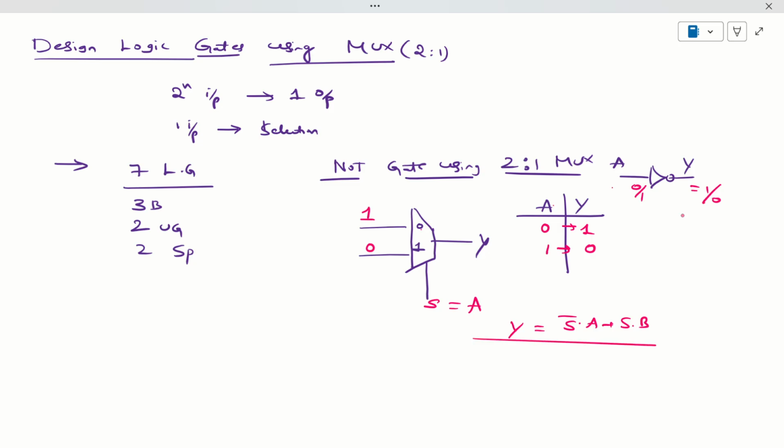Suppose the first input is considered A and this is B. So you can substitute S bar, which is A bar, into 1 plus A into 0. This becomes A bar into 1, which is A bar, plus 0. Then Y is equal to A bar, right? Now as per your logic, Y equals A bar.